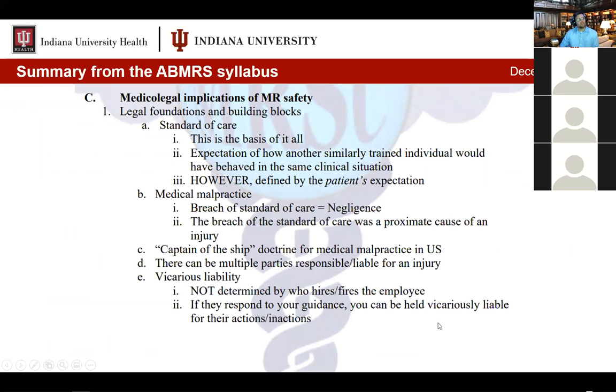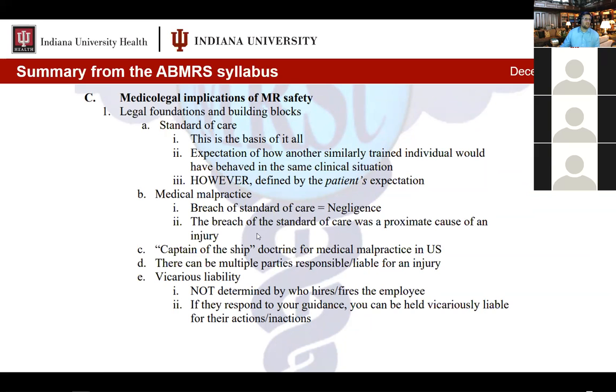Okay, that is it for the presentation. As I mentioned, though, I wanted to revisit the ABMRS syllabus so everyone had an idea of what the ABMRS believes are important medical legal implications of MR safety. And hopefully the presentation has covered these for you.